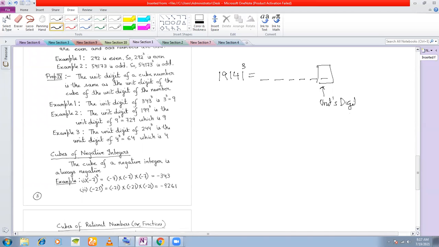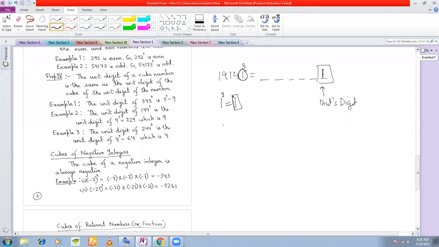Why 4? It should be 1, because what you see here is you take this number and cube it. What is the units digit here? 1 cube. How much do you get? 1 cube is 1. Therefore, the units digit of the number that you get here is 1.